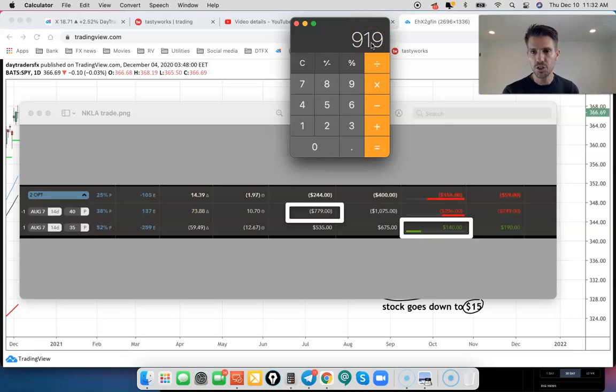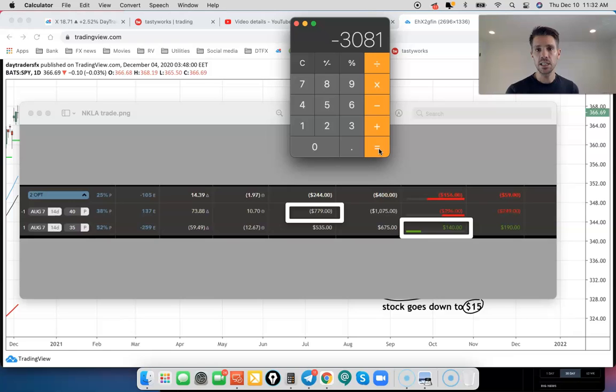So now what we do with that money, that $919 right there, is we get to apply that to this stock price. So right now we own 100 shares at $40, which is a $4,000 position. Well, what is $919 minus $4,000?